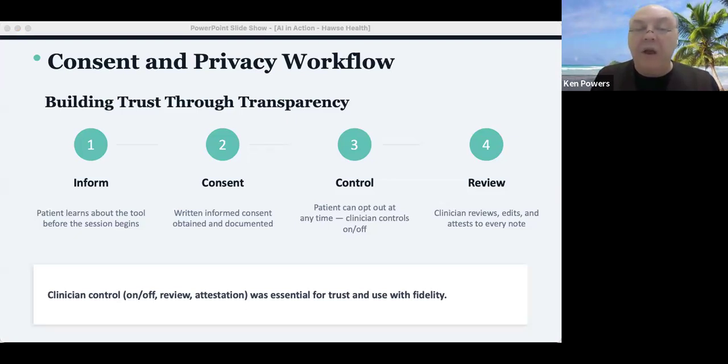Again, it's all driven by patient and clinician. So the patient is in control. They can opt in, they can opt out anytime. The clinician can turn it on or off. The clinician, of course, then reviews, edits, and attests every note. So again, it's not just, oh, it transcribed and did the note, and now I just sign off. No, you still need to review and make edits. However, the amount of time that it takes to review, edit, and attest is greatly diminished compared to trying to recall all of that from memory.